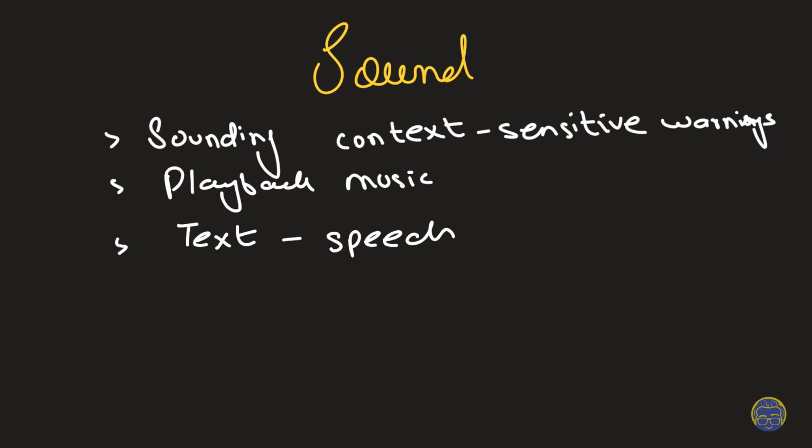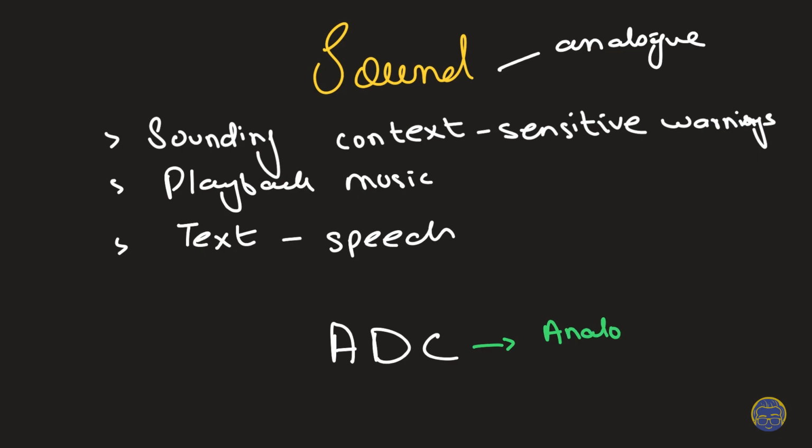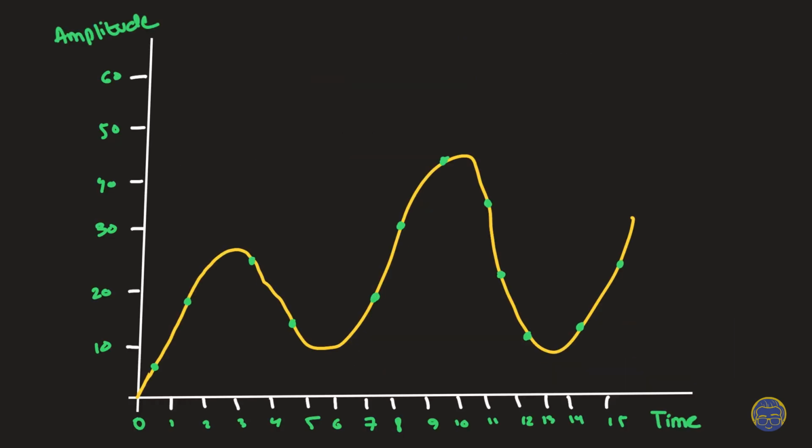A sound signal is an analog signal. For it to be saved as data on the computer, the sound signal must be converted from an analog to a digital signal. For that, we use an ADC. So, what is ADC? The full form of ADC is analog to digital converter.